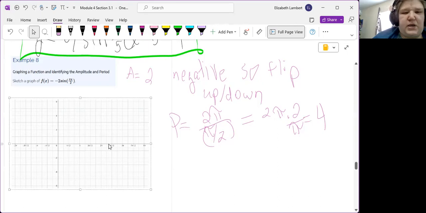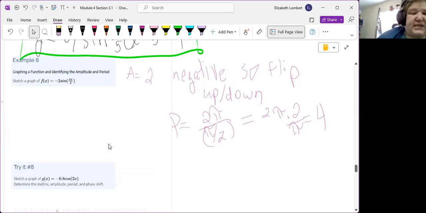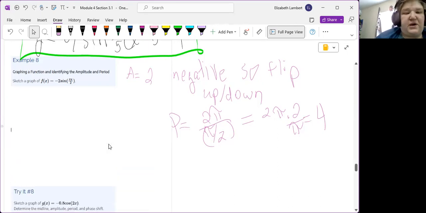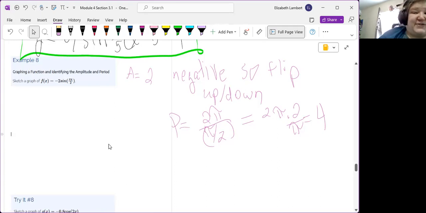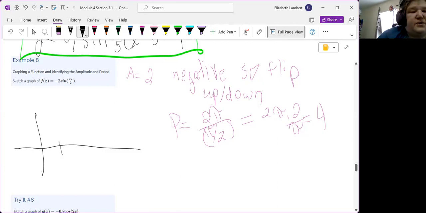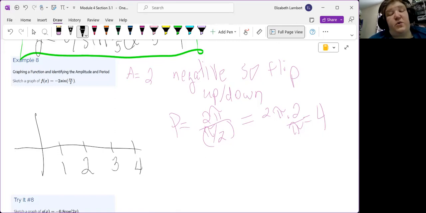And again, we're gonna delete the graph paper because for this one, our period is a number instead of something in terms of radians, that graph paper was not helpful. All right, so halfway between 0 and 4 is 2. Halfway between that is 1. Halfway between 2 and 4 is 3. All right, so there are our key points.